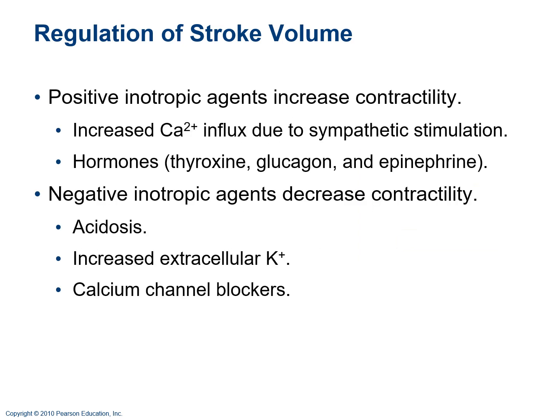Positive inotropic agents work to increase contractility. So increased calcium influx due to, say, a sympathetic stimulation, or sometimes hormones like thyroxine, glucagon, or epinephrine cause increased cardiac contractility. Negative inotropic agents decrease contractility. So being in a state of acidosis, having too high of a blood pH, too low of a blood pH, having increased extracellular potassium, or taking calcium channel blockers can all decrease the contractility of cardiac muscle.